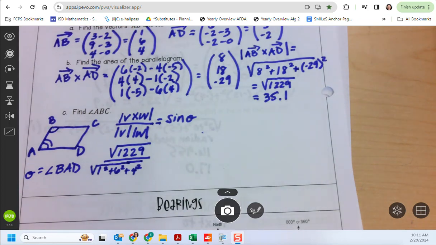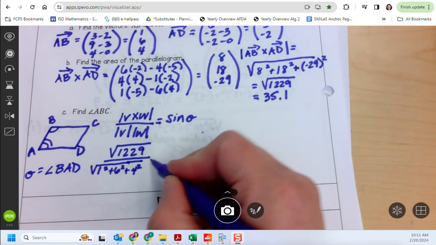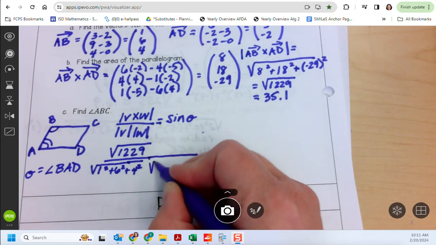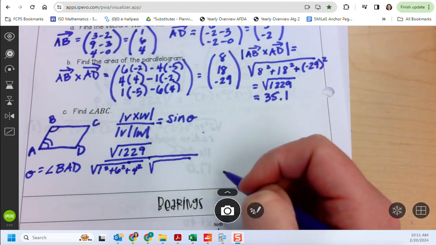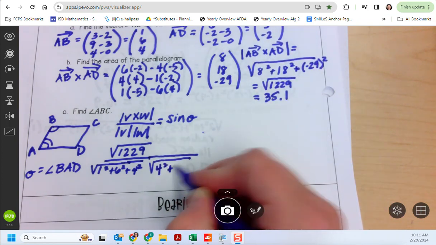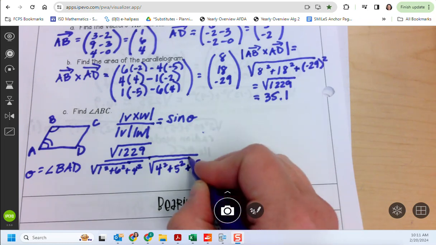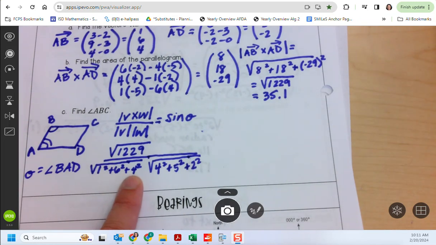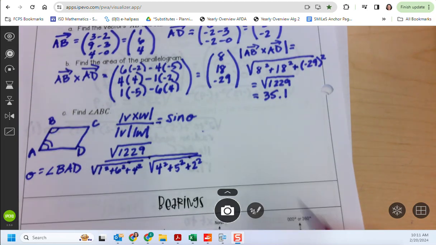And then the magnitude of w. Square root of 4 squared plus, I'm just going to put 5 squared because we know that's the same as negative 5 squared, and then plus 2 squared. All right, so 36 plus 16, 46, 52, 53. You guys getting root 53 for that? Good. Okay.